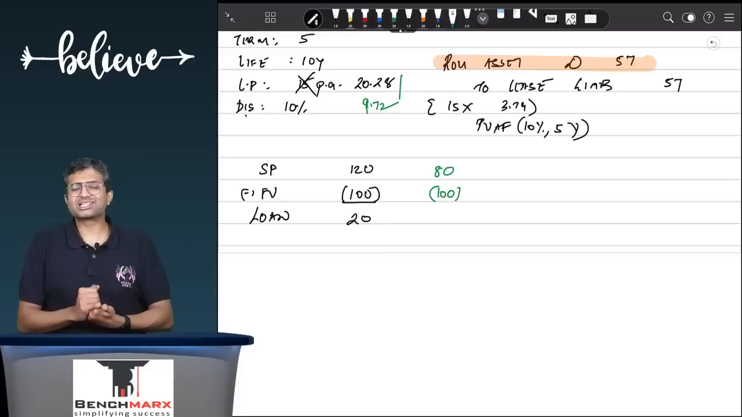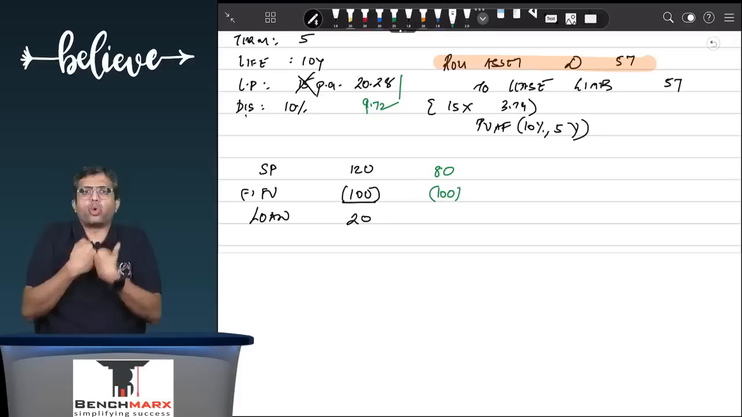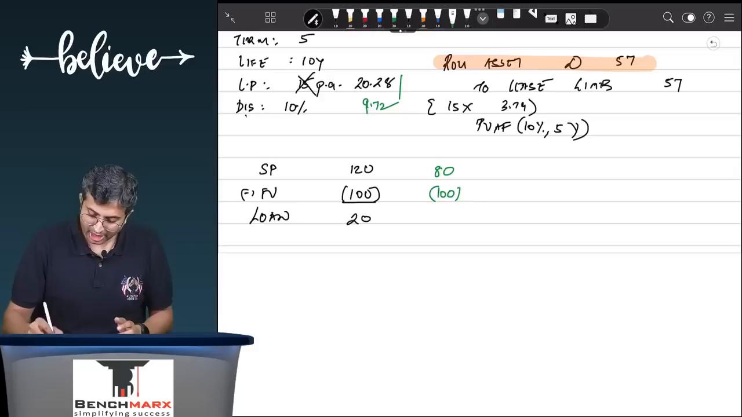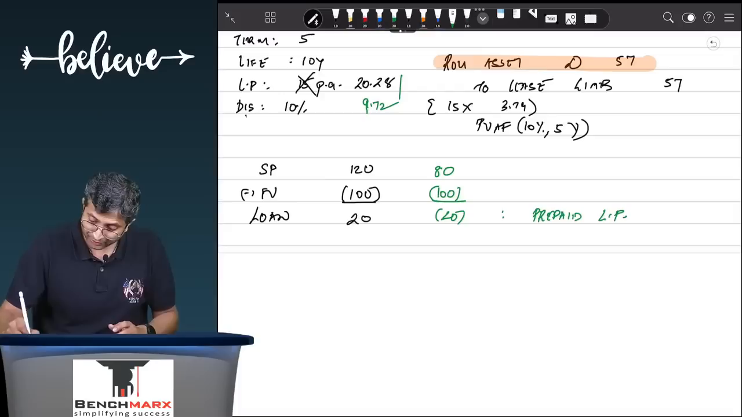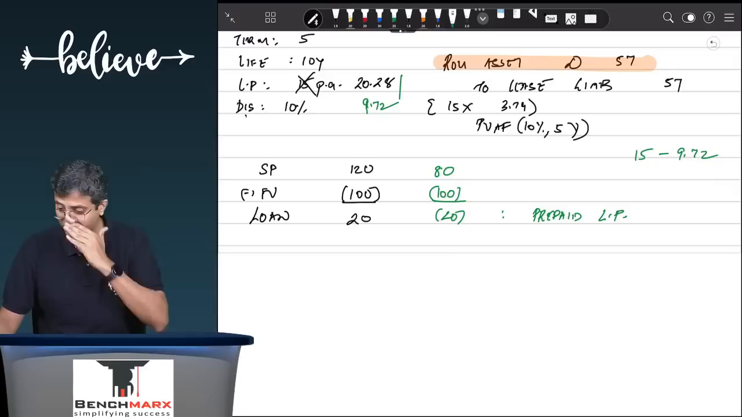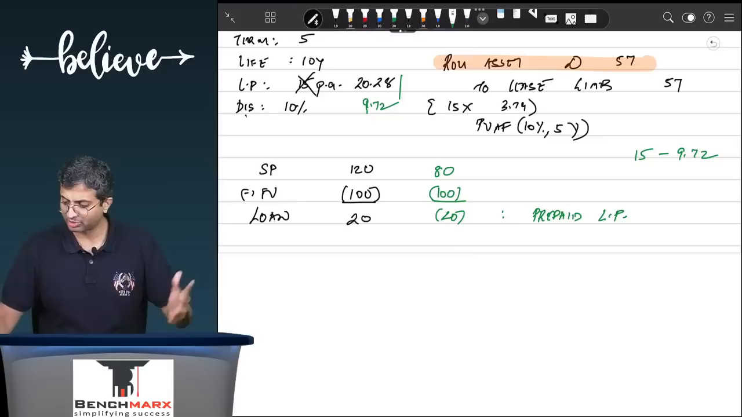In a way, a cash inflow avoided is similar to a cash outflow. So, this 20 over here is treated as a prepaid lease payment. Ideally, I have to pay 20. Acha, how are you saying that you had to pay 20? Well, you had to pay 15 of lease rent. Instead, you are paying 9.72. That is, you are paying 5.28 less in year 1, year 2, year 3, year 4, year 5. In today's terms, 5.28 into 3.79 comes to around 20 rupees approximately.